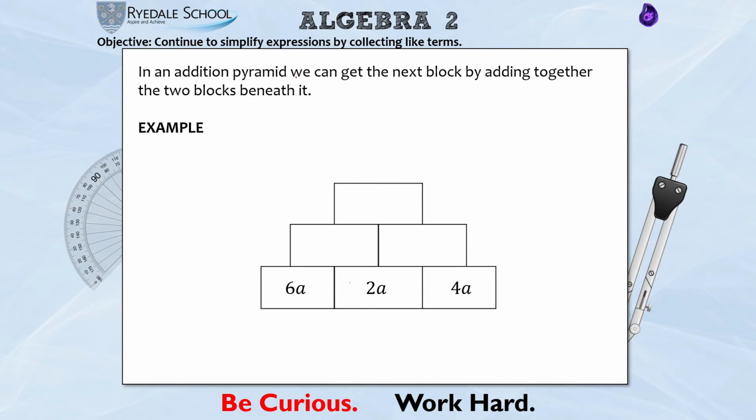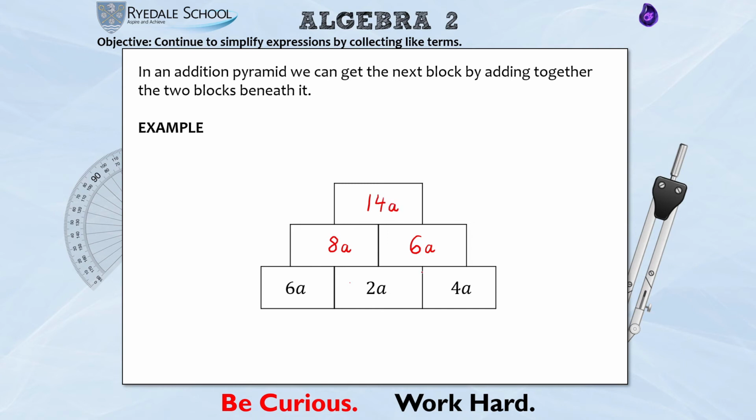So it says, in an addition pyramid, we can get the next block by adding together the 2 blocks beneath it. So for example, if I want to work out this block here, I have to add the 6a and the 2a, which we know is 8a. If I add the 2a and the 4a, I'm going to get this block here. That would be 6a. And to get the very top block, I will need to now add these 2 answers together. 8a and 6a is 14a.